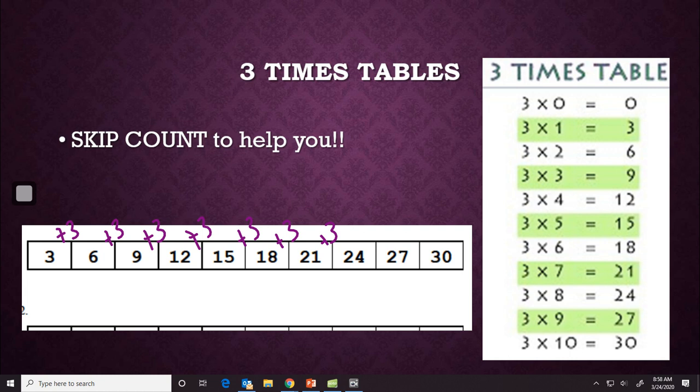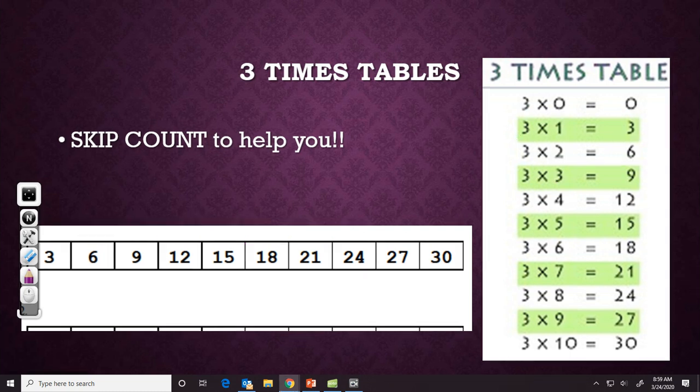So 3 times 0 is 0. That's because anything multiplied by 0 is 0, because I'm saying I have 3 zero times, no times at all. So there's no 3 there. This is saying I have 3 one time, so there's one 3. This is saying I have 3 two times, so 2 threes together gives me 6. This is saying I have 3 three times, so 3 threes together gives me 9. That's the same as saying 3 plus 3 plus 3, and so on. That's something you can try practicing, maybe put those in your book to help you remember, okay?